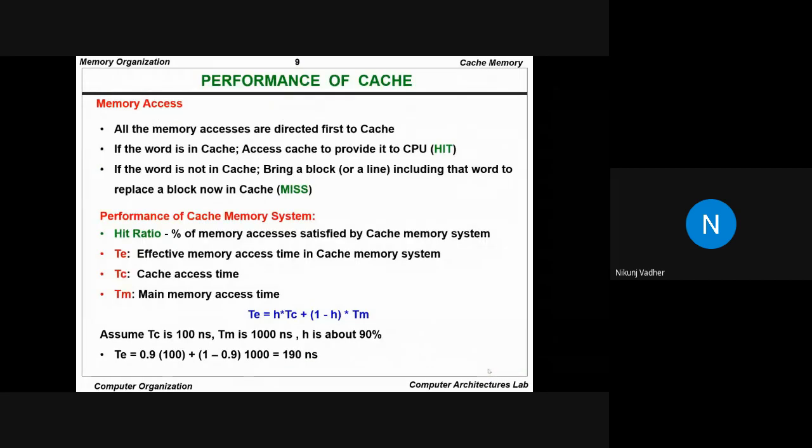Now, performance of cache. You have already studied this in operating systems, so let me tell you very quickly. Cache hit means whatever content we are looking for is available inside the cache memory. And if the content we are looking for is not available in the cache memory and we have to bring it from main memory, we call it a cache miss, because we are not able to find that content in the cache memory.